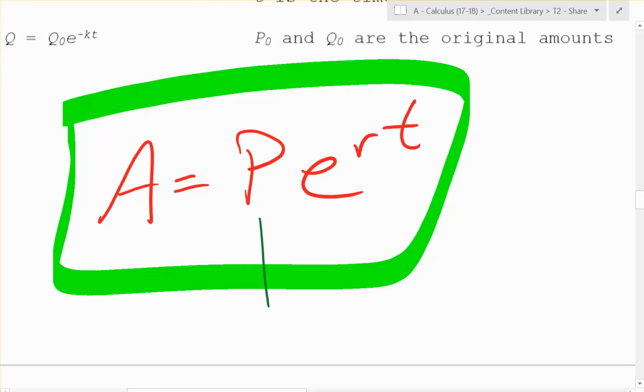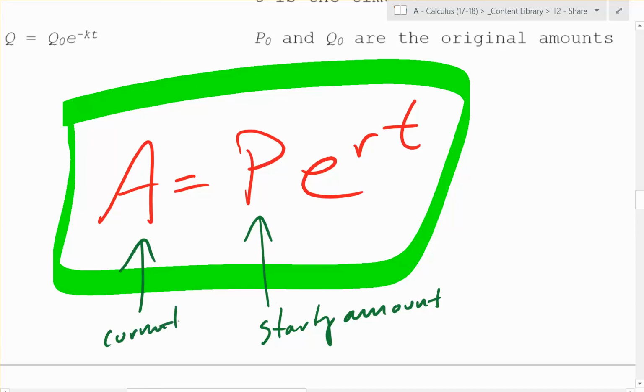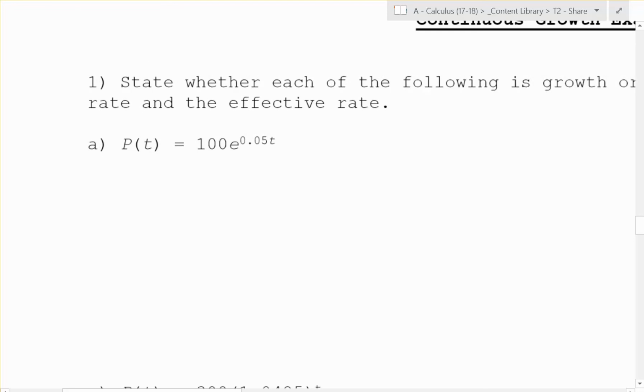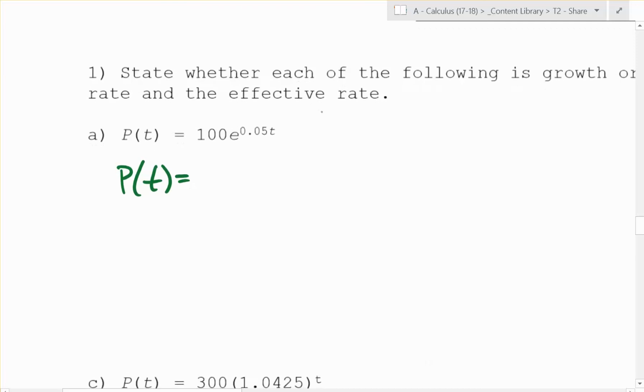P is your principal, that's your starting amount. And then A is how much you have, like the current amount. And then e is the number e, and r is your growth rate right there, and t is the time. So in this case, we have P of t equals 100 e to the 0.05 t. So I'm just going to rearrange that a little bit. This is a continuous compound interest because of the e.